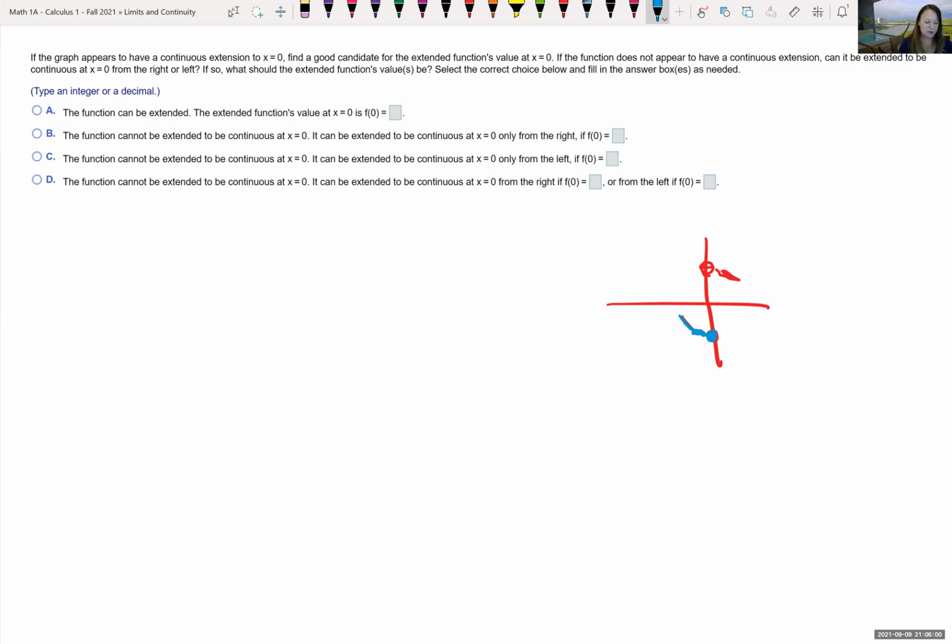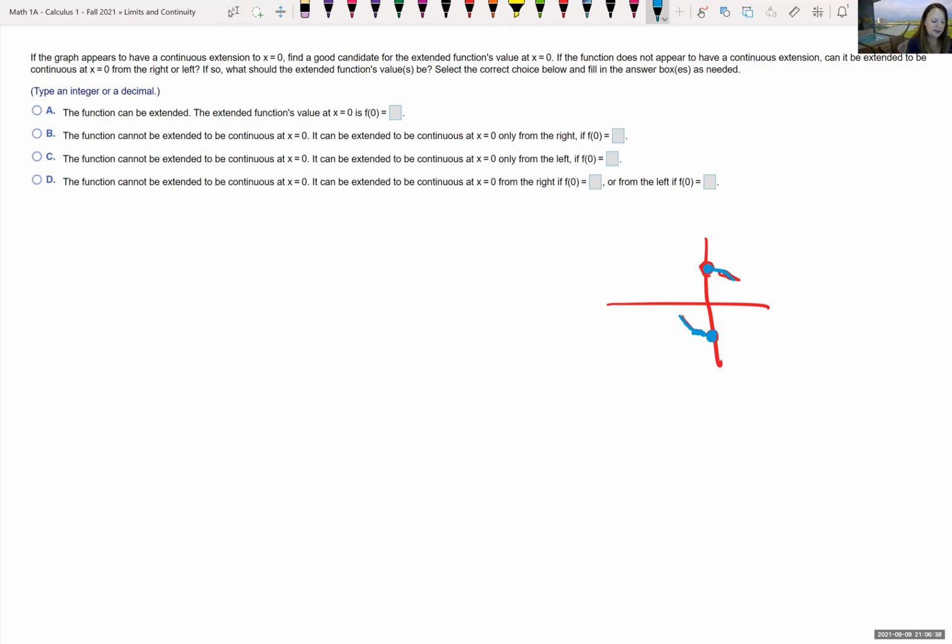So let me just start reading through and we'll exclude as we go through. The function can be extended. The extended function value at x equals 0 as f of 0 equals, well, that's not going to work because there's not just one value that would work at x equals 0. The function cannot be extended to be continuous at x equals 0. It can be extended to be continuous at x equals 0 only from the right if f of 0 is this. I think we can make it continuous both on the left and the right, but we're going to have two different things.